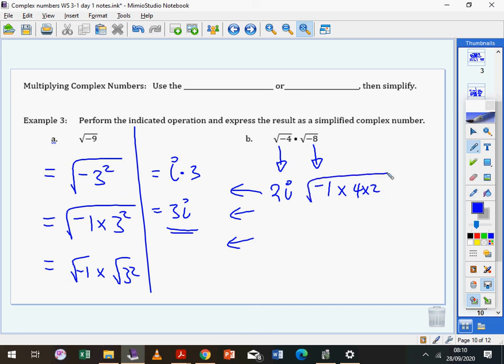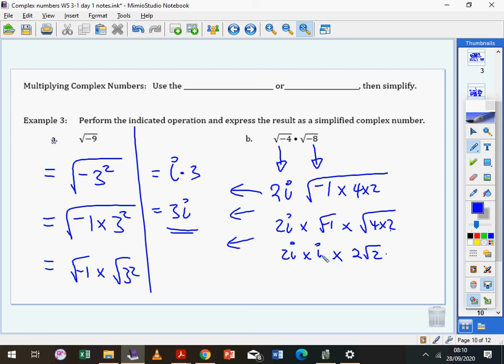So this will still be i, because the square root of negative 1 is i, times the square root of 4 times 2. So this is 2i times i times the square root of 4 times 2. 4 has a square root, but 2 doesn't have a square root. So this becomes 2 root 2. This is what I was trying to show you. So 2i times i is 2i squared, which is negative 2.